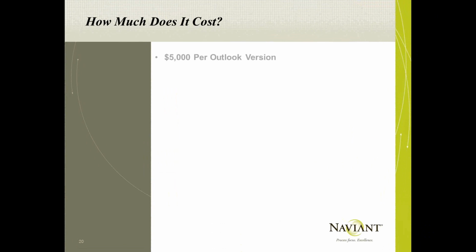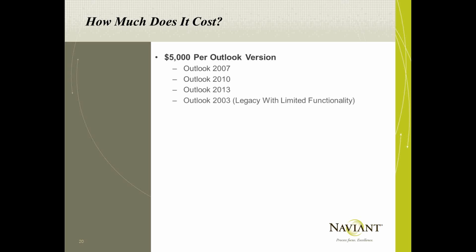So how much does it cost? It's a $5,000 module per Outlook version. As I mentioned before, there are separate modules for 2007, 2010, and 2013. Microsoft decided to change the way they allow third parties to integrate and plug into their different versions of Outlook. So OnBase had to develop three separate versions, hence they have to maintain three separate versions, hence the reason why it's three separate modules. As I mentioned before, there is integration for Outlook 2003 if you're still using it, but there is limited functionality. It is much more basic than what I showed you.